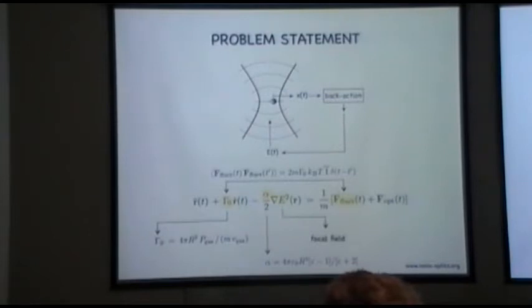Okay, then this is the focal field. This is the gradient of the field intensity close to the focus. And as I said, this is our feedback. And in order to do work on the system, this has to be a non-conservative force. So basically, integrated over one oscillation period of the particle, this force has to be non-zero. Otherwise, we cannot do any work on the particle.